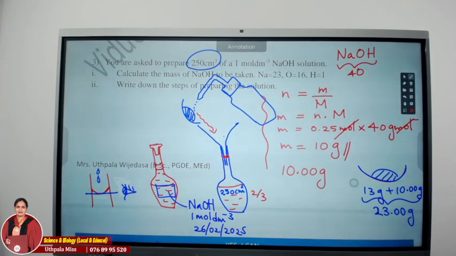Hi. Now you can write the steps, right? You can write the steps. And you should be able to write the steps.